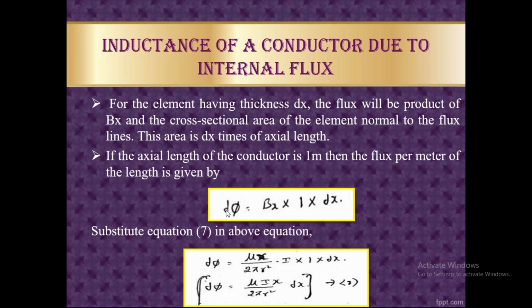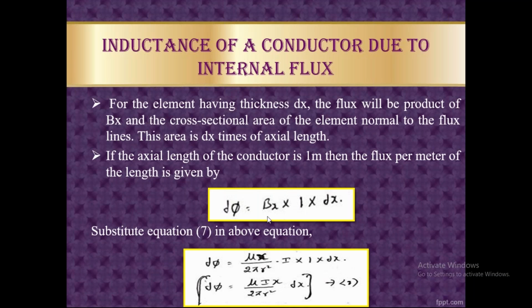So here the change in flux can be written as the flux density at point x into length into dx. Here the length is nothing but 1 meter. We have to take that 1 meter, the axial length of the conductor, so this is a constant parameter here. Now d phi can be written as Bx into L into dx. I am substituting 1 meter instead of L.